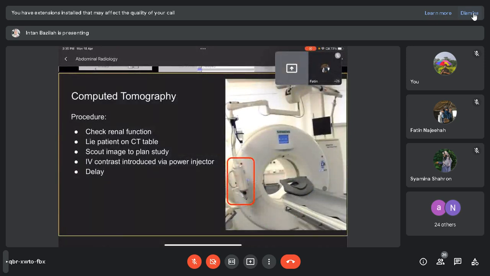So this is the table where the patient lies supine, with the head raised on a head rest. This is the contrast injector. Okay, so when we scan the patient, the table will go in and start scanning.